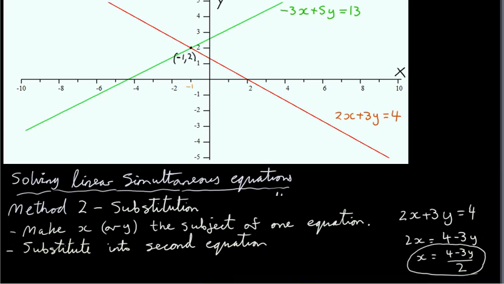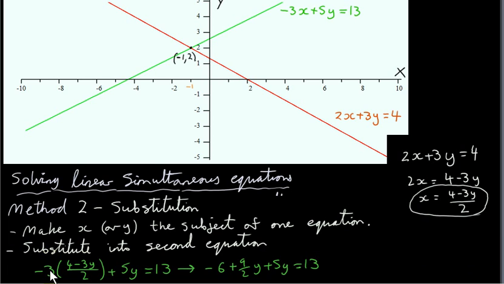The next step is to substitute this equation here into the second equation. So the second equation is this one here. I write this equation out, but I replace x with 4 minus 3y over 2. So I can write 4 minus 3y over 2 in brackets. And I just copy out the rest of this. Now, this equation has just one unknown. It has y in it, so I solve this equation to find out what y is.